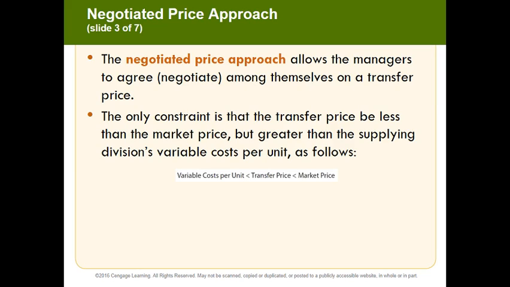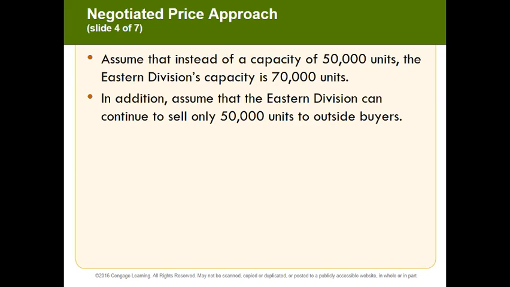This approach is going to allow the managers to agree between themselves on a transfer price. The constraint is that the transfer price be less than market, but greater than the supplying division's variable costs per unit. It will sit somewhere in between. So let's assume that instead of a capacity of 50,000 units, their capacity is 70,000 units in the Eastern Division. Let's also assume that they can continue to sell only 50,000 units to outside buyers. However, they can manufacture an additional 20,000 units.